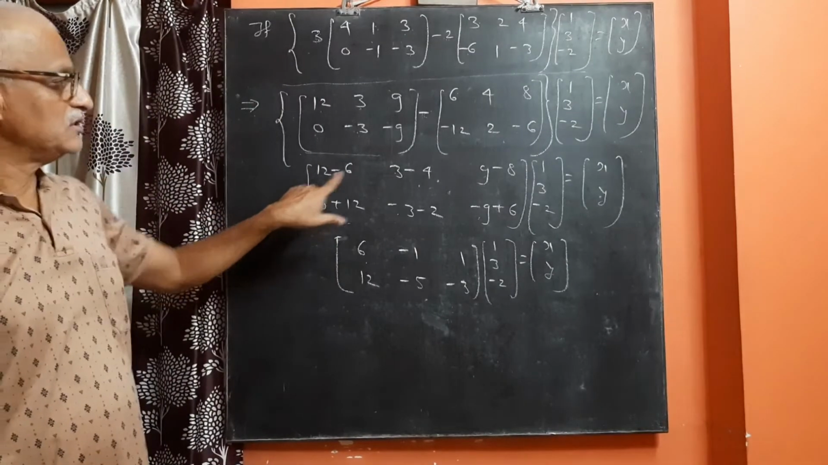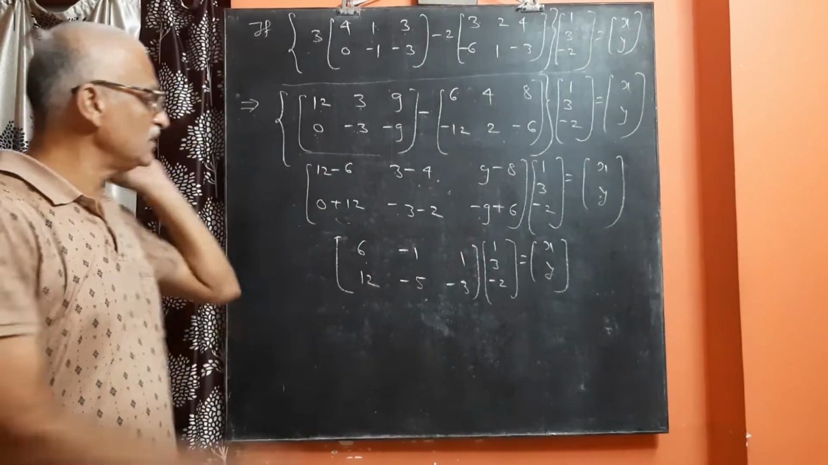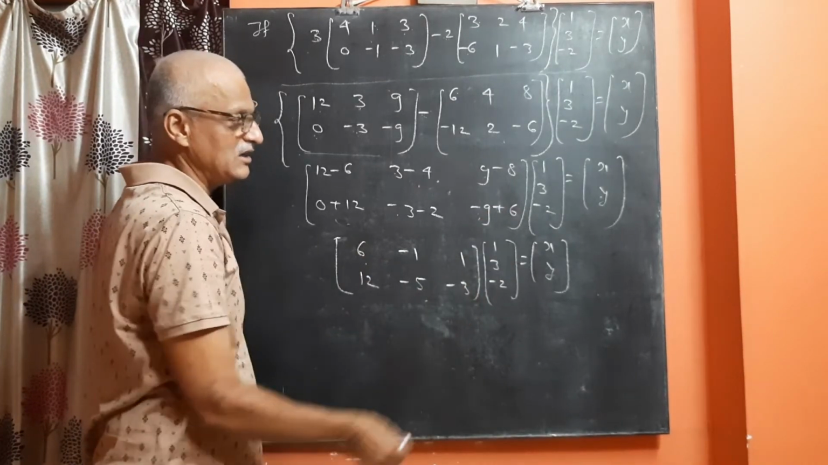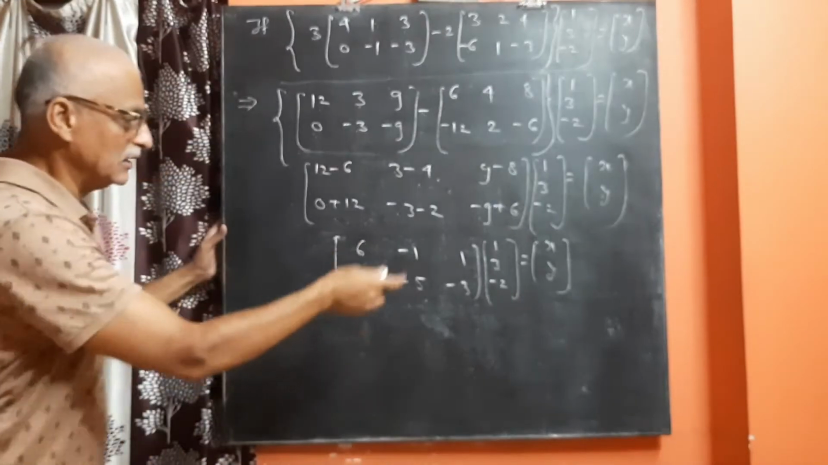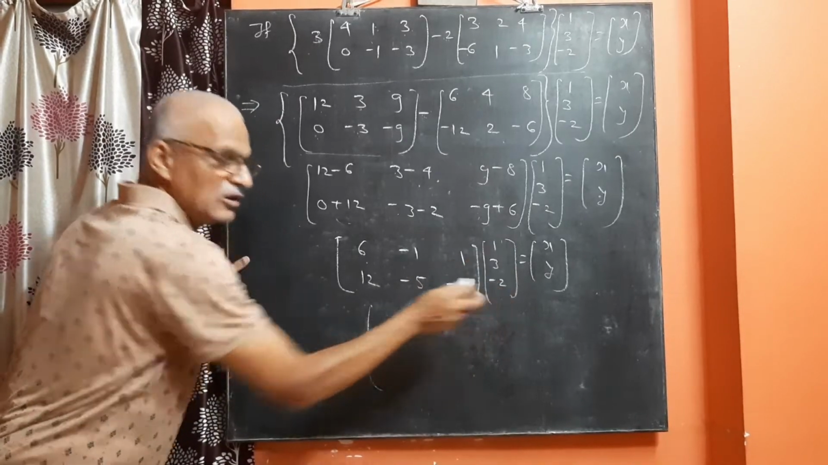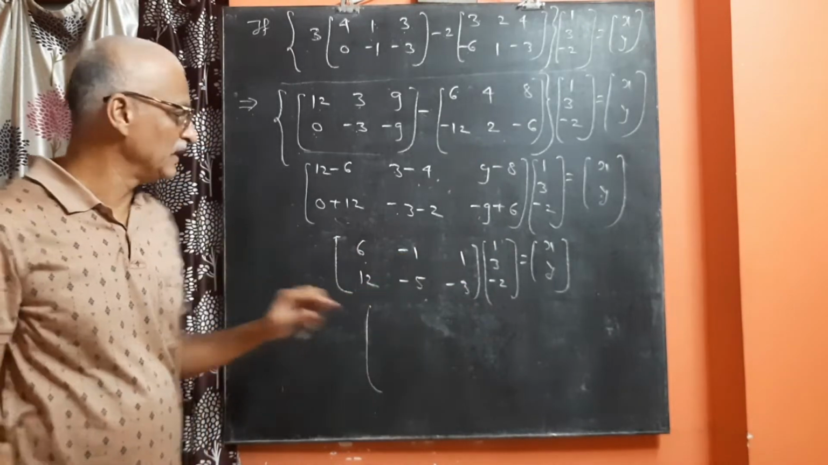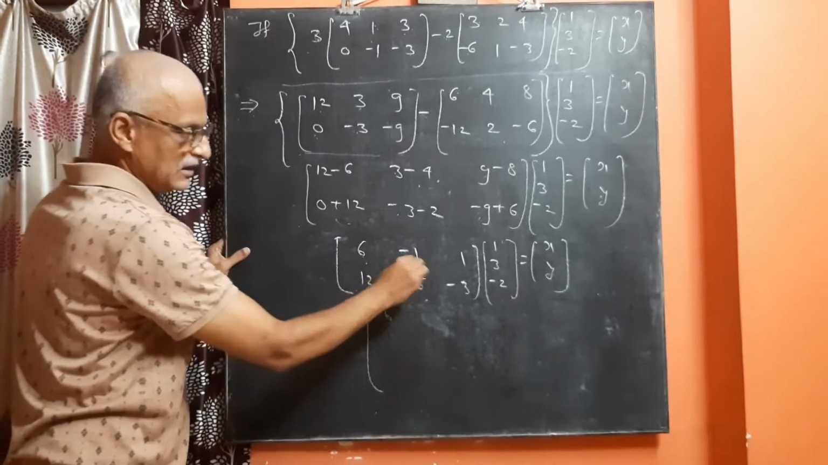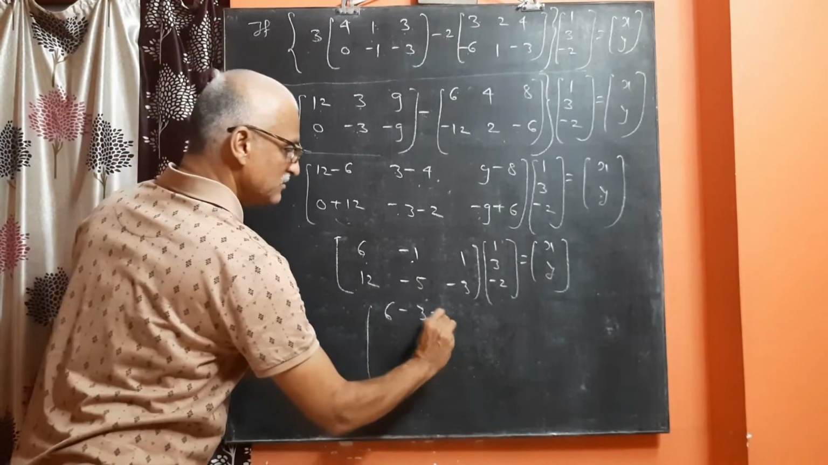So इसको सिंप्लीफाई किया आपको मैं 12 minus 6 6, 3 minus 4 minus 1, 9 minus 8 1, 0 plus 12 12, minus 3 minus 2 minus 5, minus 9 plus 6 that is minus 3 into column matrix 1 3 and minus 2 that is x and y. Now multiply this matrix into this one. So first row into first column, there is again a single column, so we have to multiply both rows with that column. 6 into 1 that is 6, minus 1 into 3 that is minus 3, then 1 into minus 2 that is minus 2.